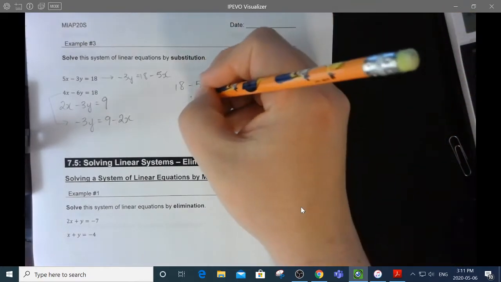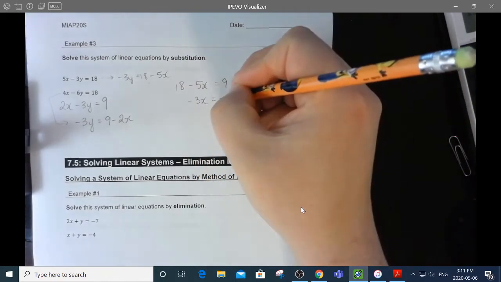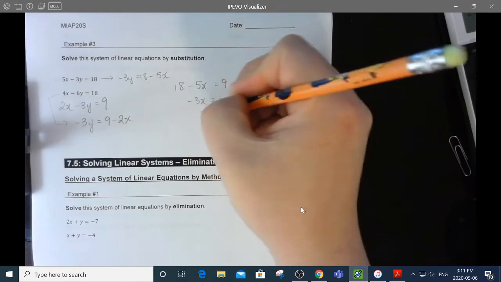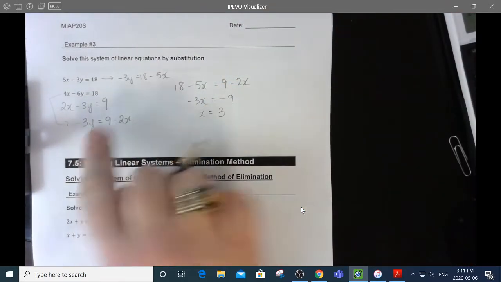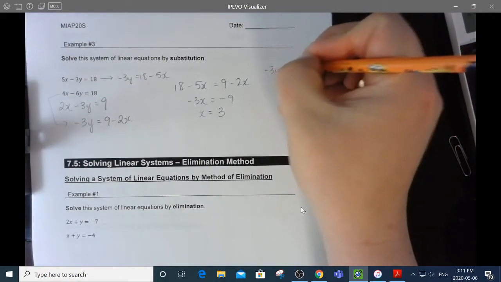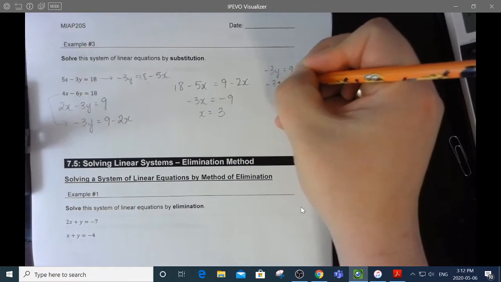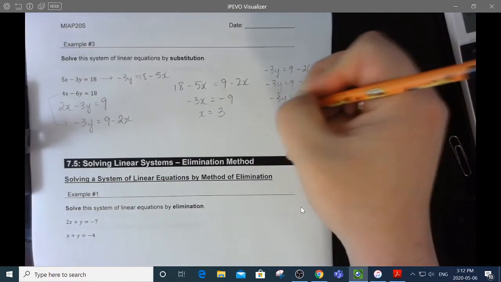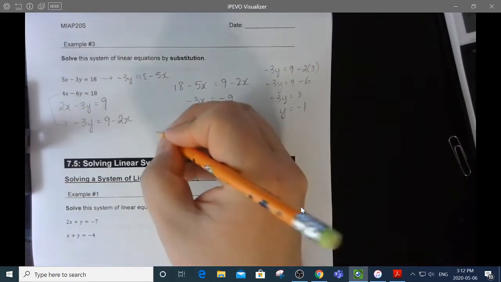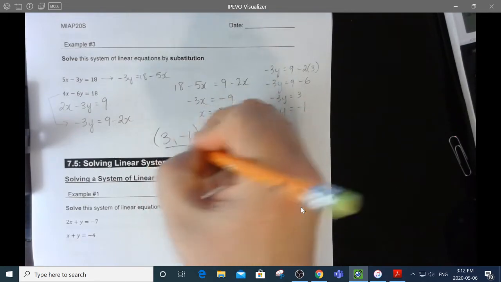So I'll add 2x to both sides, and I'll subtract 18 from both sides. So x is equal to 3 is the x coordinate of my solution. To find the y coordinate, I'll plug it into here. So negative 3y is equal to 9 minus 2 times 3. Negative 3y is equal to 9 minus 6. Negative 3y is equal to 3. Y is equal to negative 1. So I think that the coordinates of my answer are 3 and negative 1.